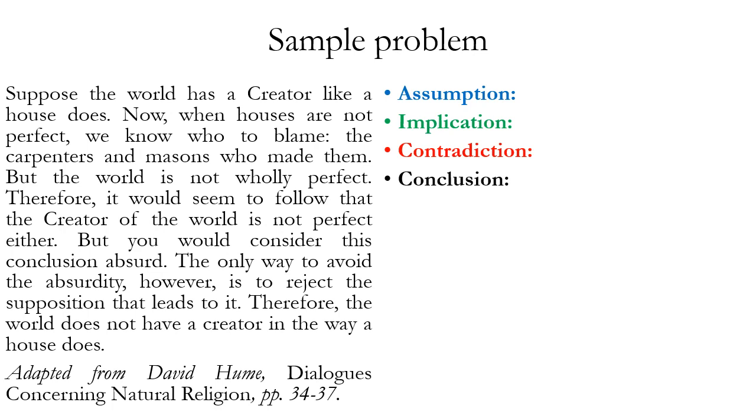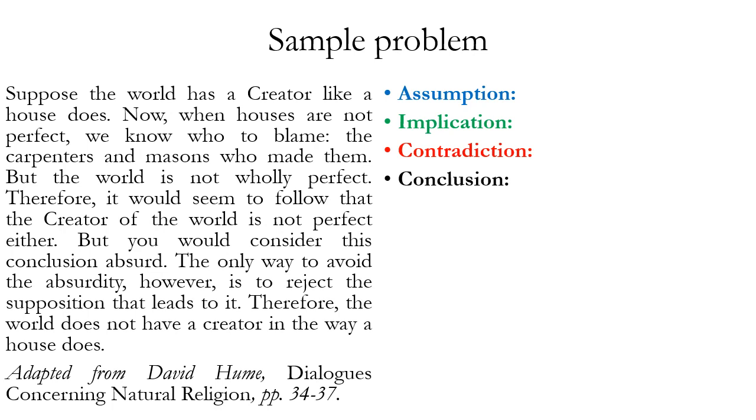Even though Hume never publicly avowed atheism, a lot of the arguments he gave, both in this and in the works published in his life, struck many people as being critical of religion, and so he had the reputation of an atheist, and he probably was one as well. So he was one of the first philosophers to argue directly against the existence of God, at least in Western philosophy. Suppose the world has a creator like a house does.